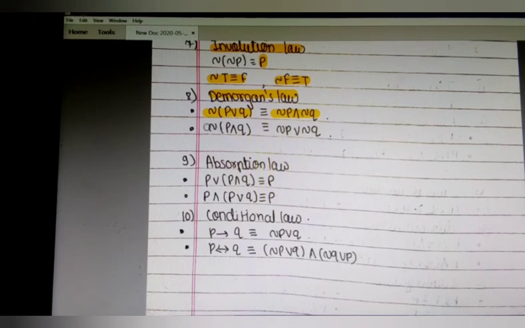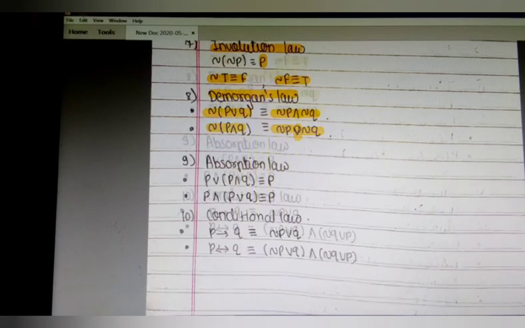Next law: negation of (P and Q) becomes negation of P or negation of Q. So here and is replaced by or, along with negation.